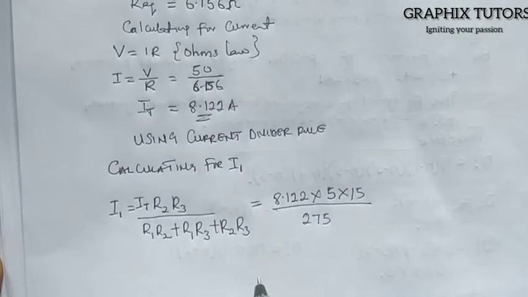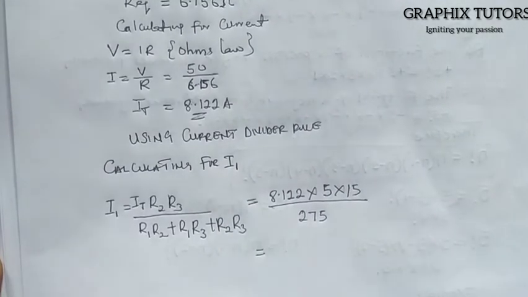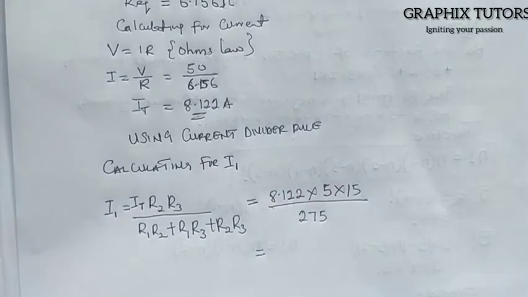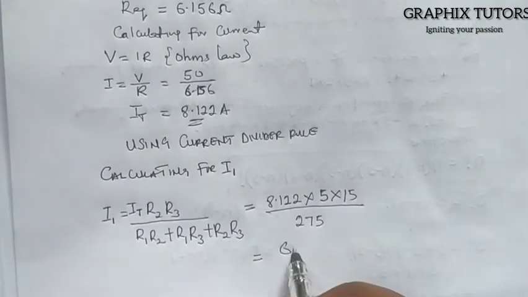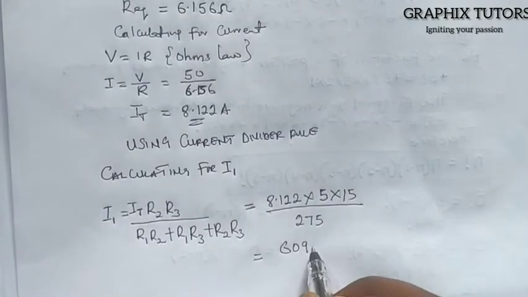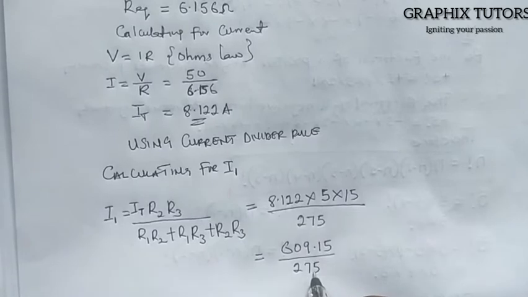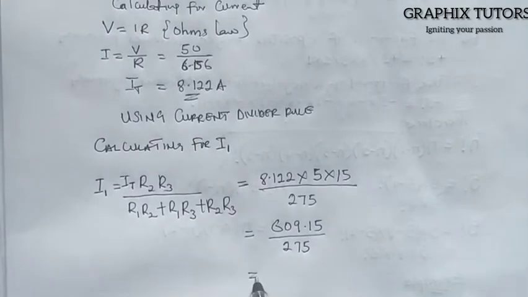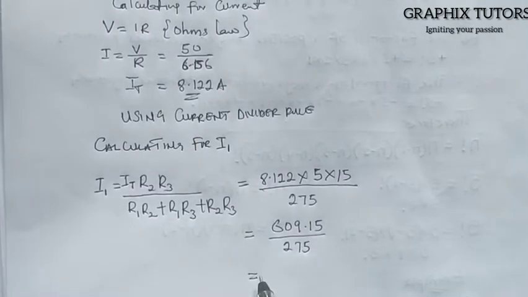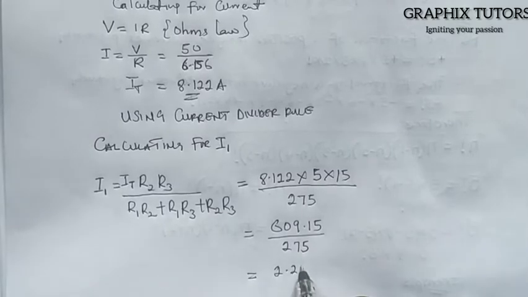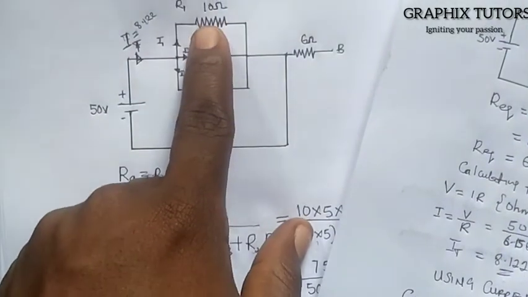So this will now give me 8.122 times 5 times 15. So that will be 609.15 all over 275. So divided by 275, will be 2.215 amperes. So the current flowing through the arrow A here, R1 here, is 2.215.